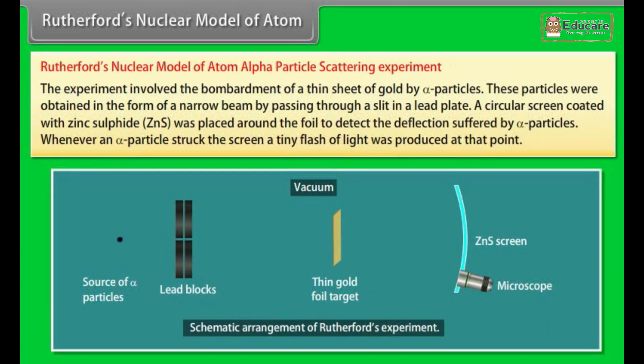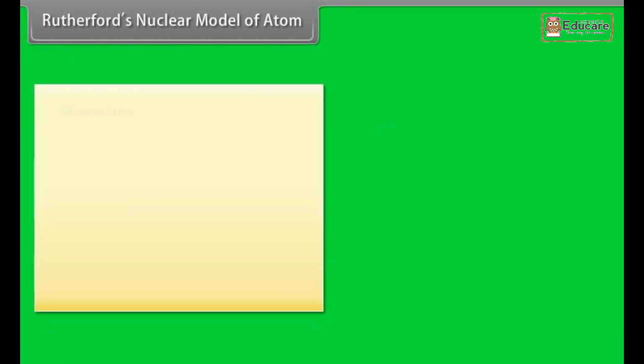The experiment involved the bombardment of a thin sheet of gold by alpha particles. These particles were obtained in the form of a narrow beam by passing through a slit in a lead plate. A circular screen coated with zinc sulfide, ZnS, was placed around the foil to detect the deflection suffered by alpha particles. Whenever an alpha particle struck the screen, a tiny flash of light was produced at that point.